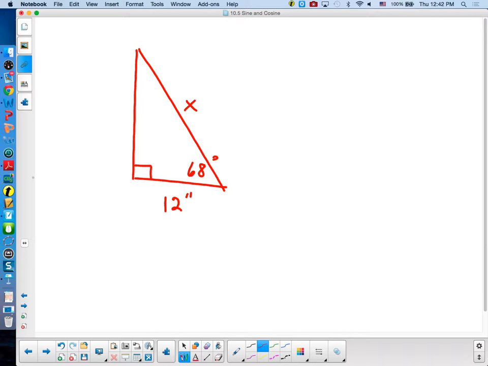Figure out if it's sine, cosine, or tangent. Jaden, are we going to use sine, cosine, or tangent? Sine? Correct?